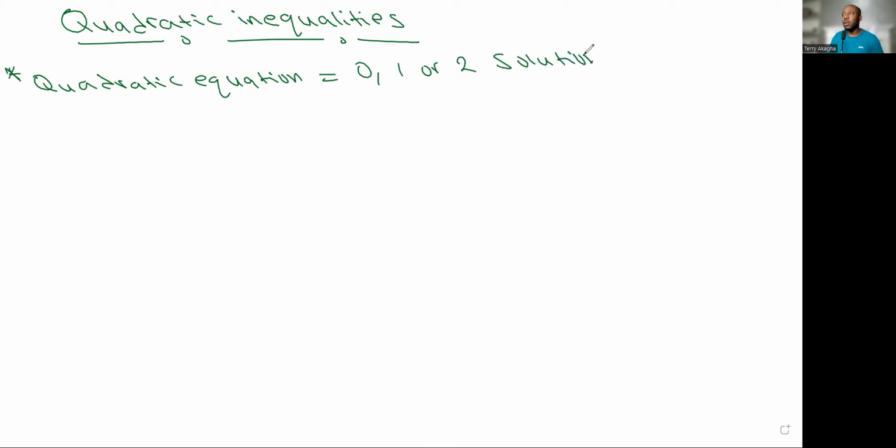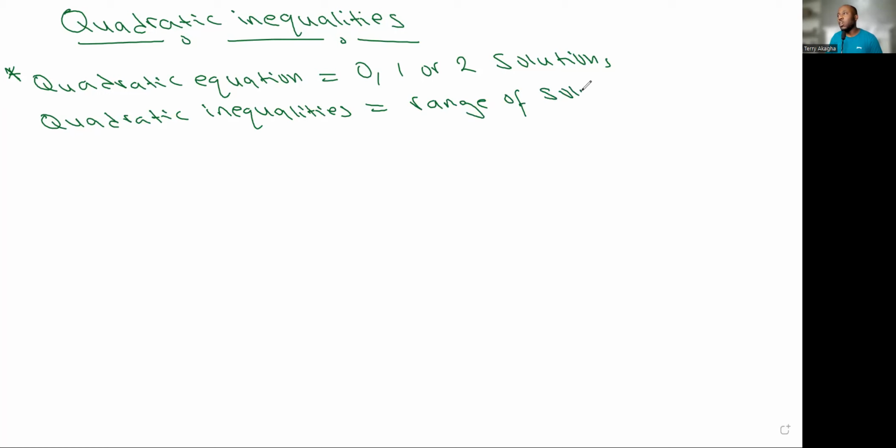But when you're talking about quadratic inequalities, this is a little bit different, because in quadratic inequalities you're going to have a range of solutions. So you're not going to have just one or two or no solutions. You're going to have a range of solutions for this.